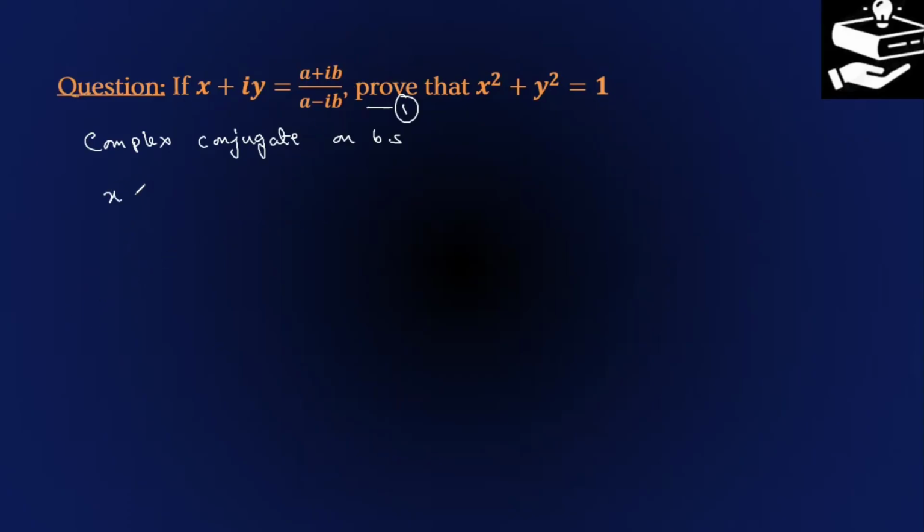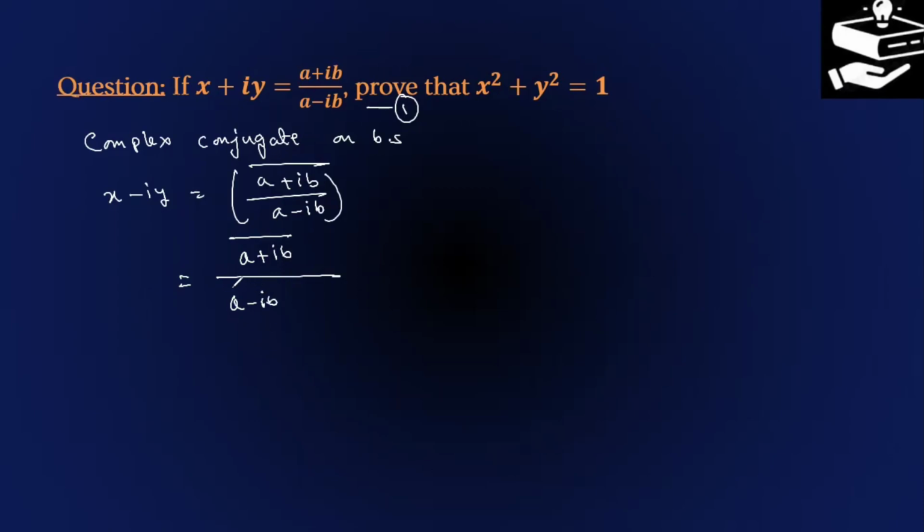The conjugate of x plus iy will be x minus iy, and this will be the conjugate of a plus ib over a minus ib. Clear? Now we know that the conjugate gets distributed, so it is the conjugate of a plus ib over the conjugate of a minus ib. So x minus iy will be equal to, the conjugate of a plus ib is a minus ib, and the conjugate of a minus ib is a plus ib. Clear? And this is your equation number 2.